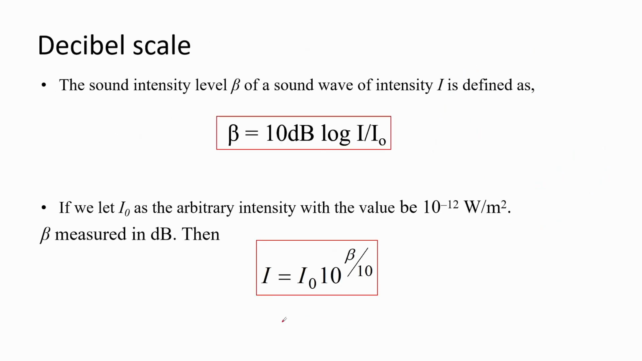Decibel scale is the sound intensity level of a sound wave, which is defined as 10 times the logarithmic function of the ratio of the intensities. Here intensity I0 is a constant taken to be 10 to the power of -12 watts per meter squared. We can also obtain another expression for intensity as a function of the decibel level.